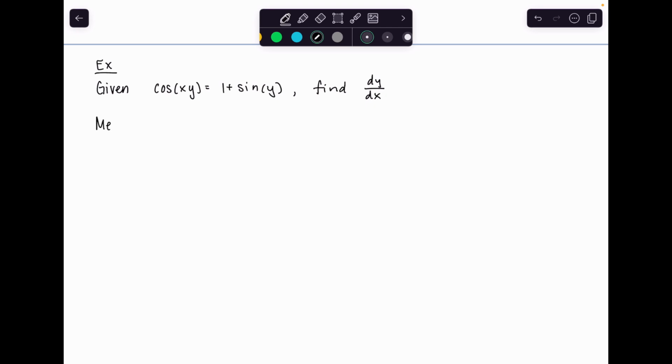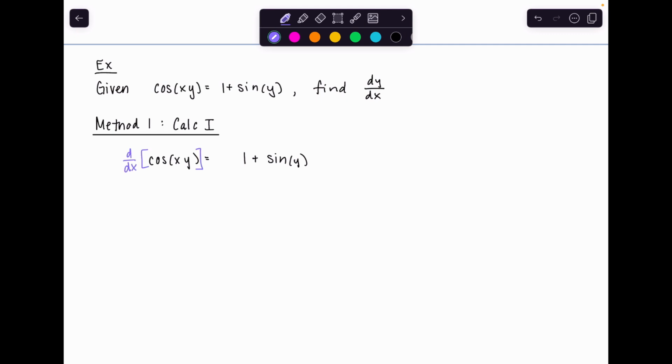And method 1 is going to be the Calc 1 way. So what I would need to do is on both sides of these equations, I've got to go ahead and take a derivative with respect to x. So I'm going to give myself a little bit of wiggle room out front. But I'm going to take this side and I'm going to differentiate with respect to x. This side, differentiate with respect to x. And anytime I take a derivative of y, you get that dy dx attached to it.